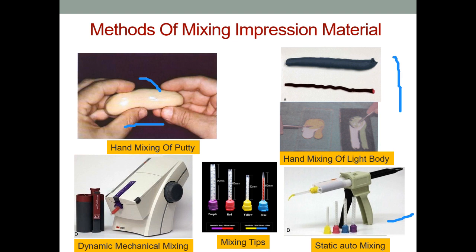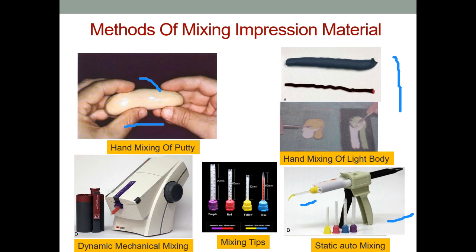In this technique, which is available in our clinic most of the time, there is a cartridge which has the catalyst and the base, and we have a machine which has a plunger which pushes, and there are certain tips which are attached in front of the tubes. So in these tubes and tips, the material is mixed evenly, and we can dispense the material directly in the patient's mouth with the help of the micro tips or in the tray to make the impression.